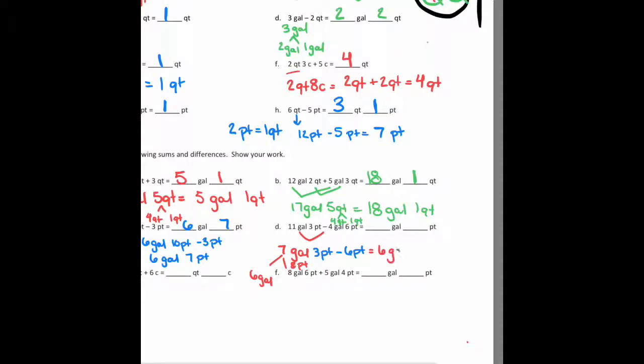So now I'm going to say 6 gallons and 8 plus those 3 that I already had would give me 11 pints minus 6 pints. And 11 minus 6 would give us 5 pints left over. So my answer is 6 gallons and 5 pints.